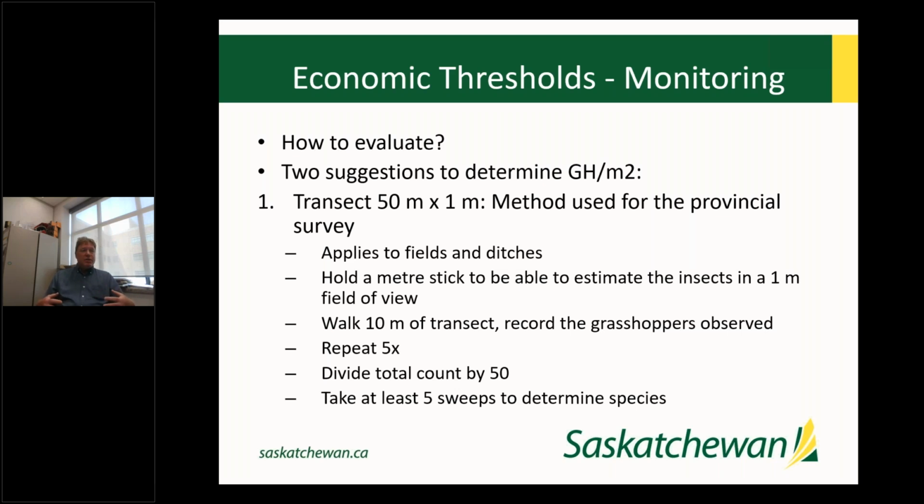Really, this applies to both fields and ditches, and depends of course on the stage of the crop. If you're in a chest-high canola crop, this may not be the most effective strategy for you. So hold the meter stick to be able to estimate the insects in 1 meter field of view. Test that, put the meter square on the ground. You can try holding it up and see where that applies to your field of view. You're going to want to walk 10 meters of that transect and record the grasshoppers if populations are high.